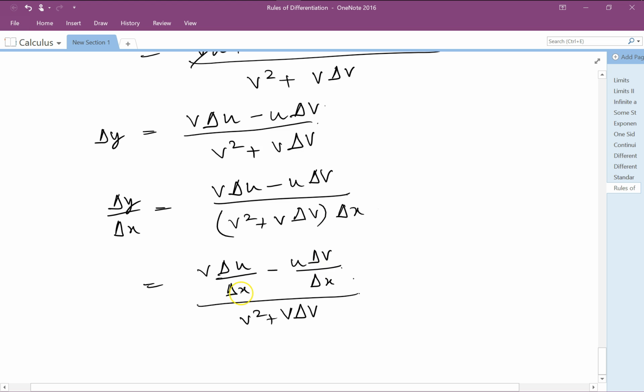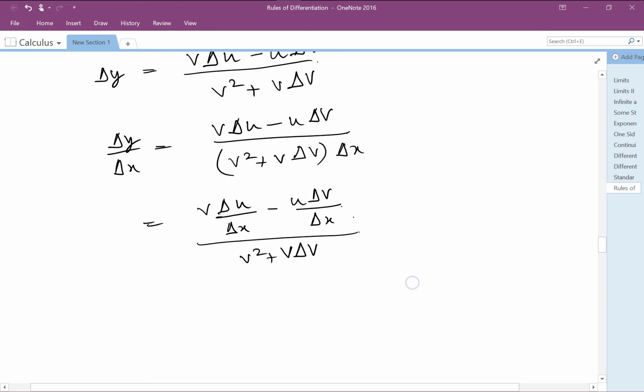Just take it backwards. So delta x, the LCM, will come here, right? This whole thing divided by v square plus v delta v can be converted into multiplication by 1 by v square plus v delta v. Which means in the denominator we will end up with v square plus v delta v times delta x. Okay. So now let's take the limit.